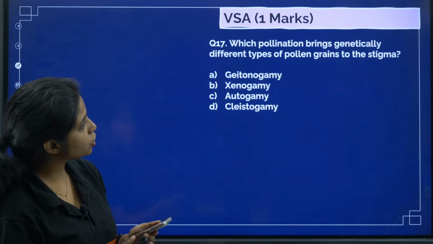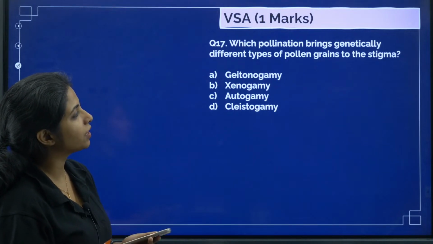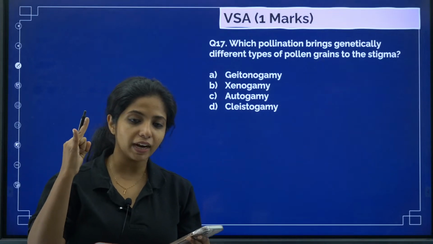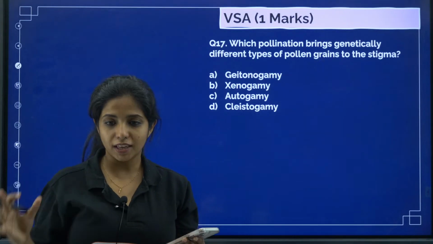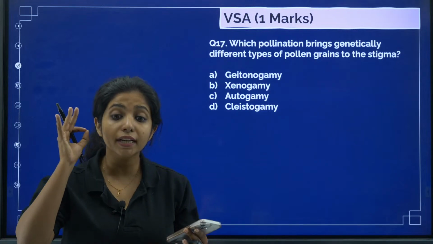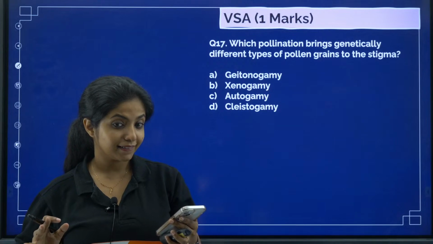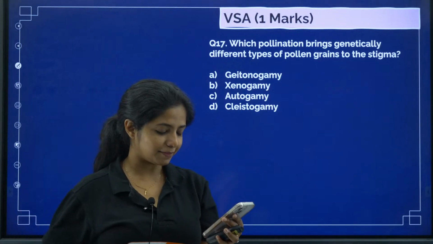Which pollination brings genetically different types of pollen grains to the stigma? Tell me. Which type of pollination? You have autogamy, you have geitonogamy and xenogamy. Which among them will be bringing genetically different types of pollen grains to the stigma? Tell.